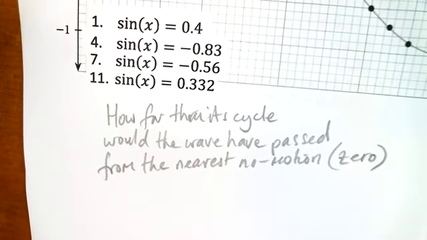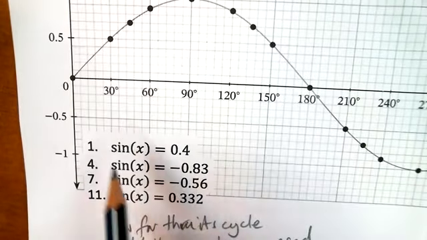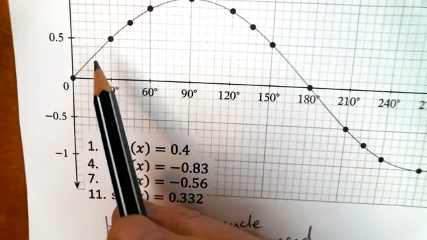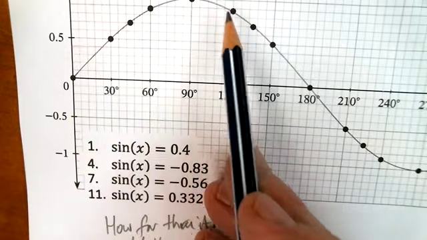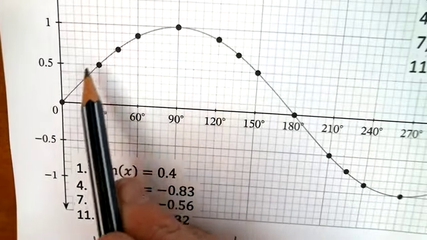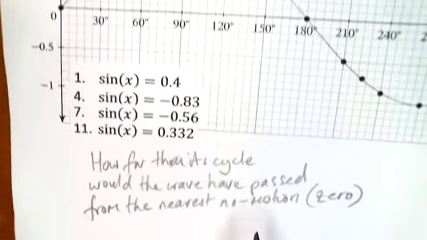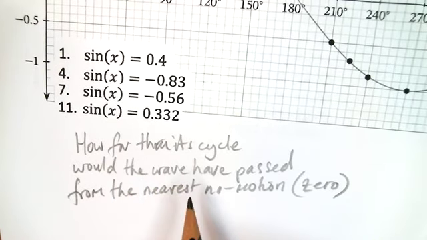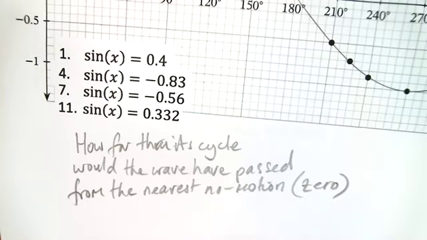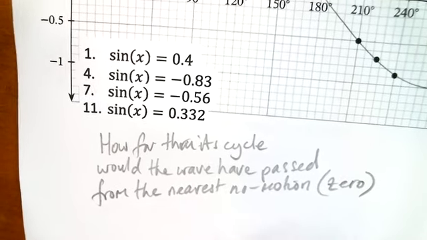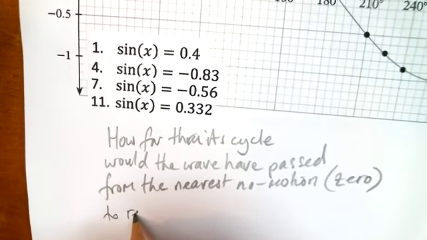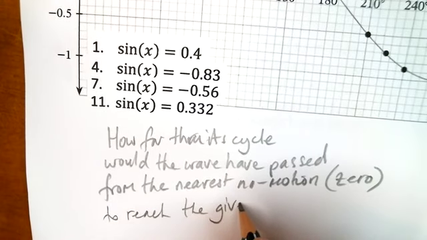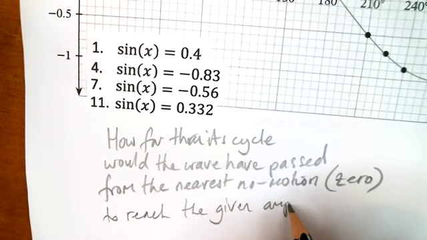for a very good reason, because I would be dealing, for example, with loudspeakers, and this would be representing the frame of the loudspeaker, the diaphragm of the loudspeaker moving in and out. So how far through its cycle would the wave have passed from its no motion, or zero position, to reach the given amplitude? Okay. Now, what does that mean? All right, let's have a look.